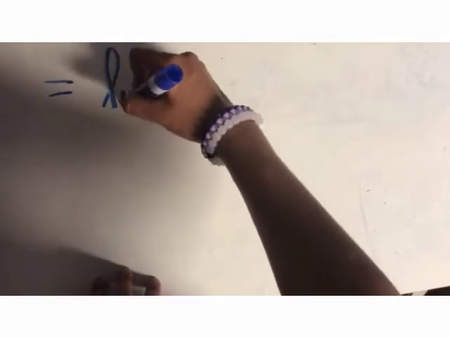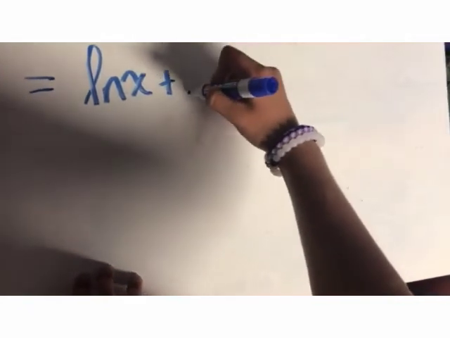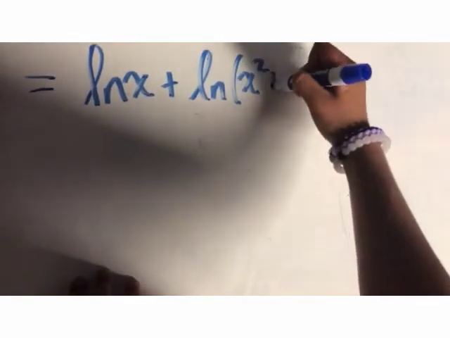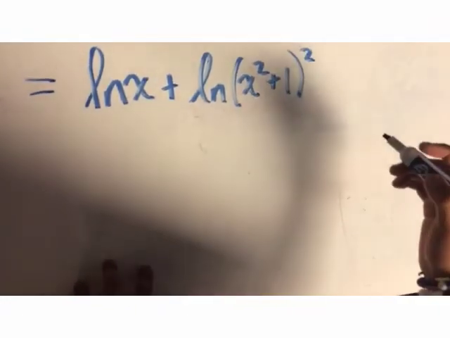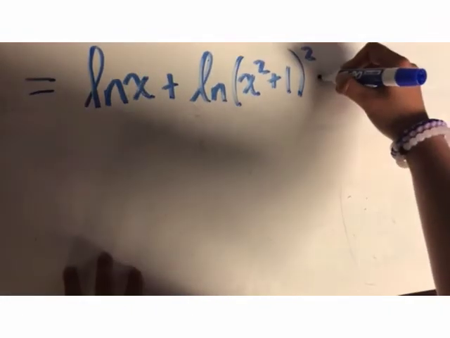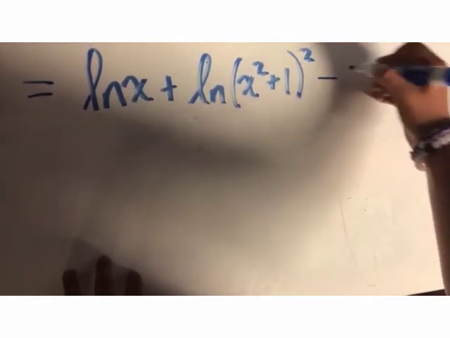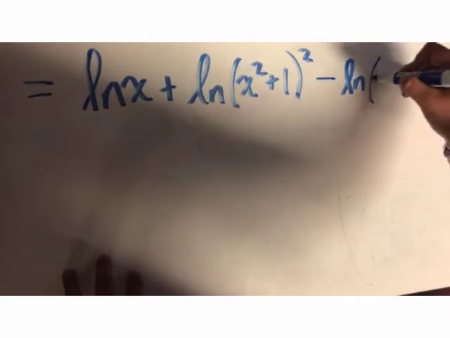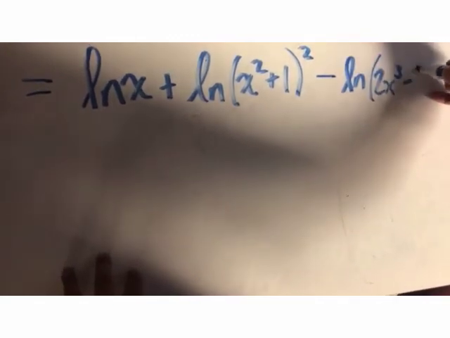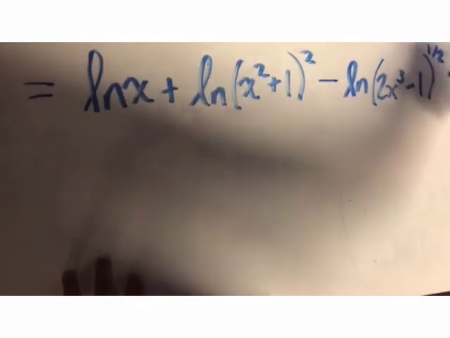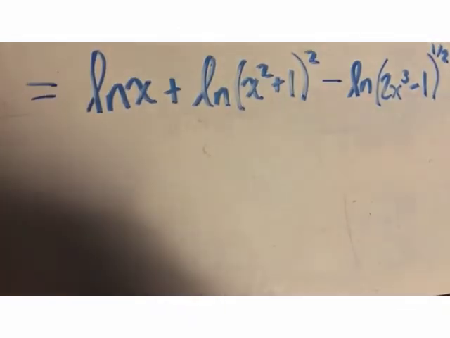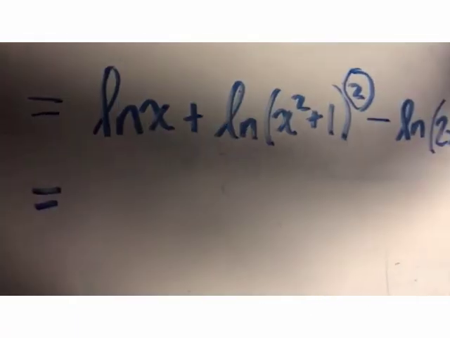So we're first going to want to use the product rule. So ln of x plus ln of x squared plus 1 squared, and then here we're going to want to use the quotient rule. So it's going to be minus ln of 2x cubed minus 1 to the 1/2 power. The 1/2 power because we have a square root in the denominator. So now we are going to apply the power rule in these situations where we have an exponent here and an exponent here.